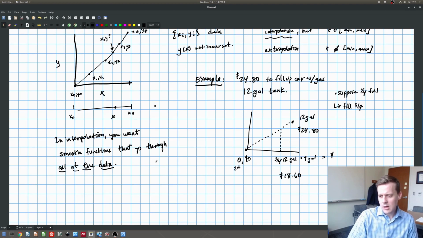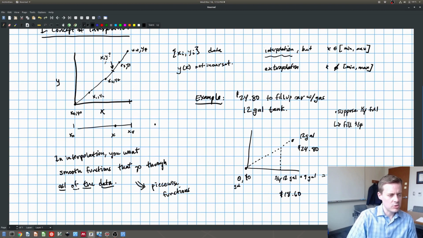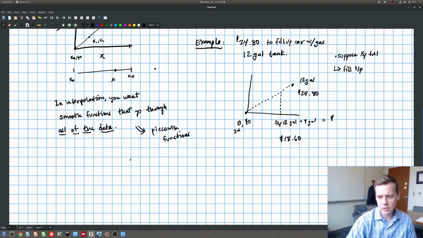A good way to have that is to have piecewise functions. If you look at this example here, where I drew this bunch of points, you intuitively want to put lines through them, or something that's maybe smooth between 2 or 3 points. And the easiest way to then come up with these piecewise functions is to have piecewise polynomials.